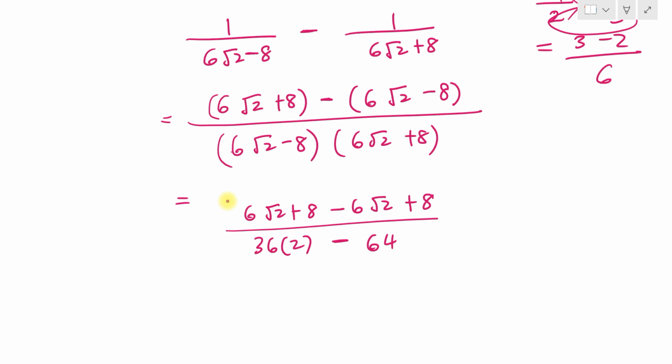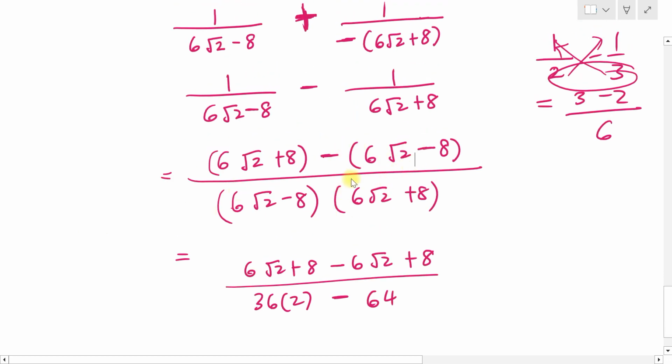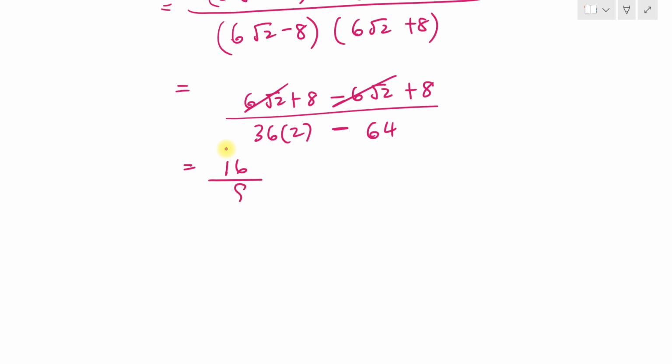Okay, because negative negative becomes positive. That's where you make mistake lah. If you didn't put bracket, you cannot see that properly. So 16 surd 2 minus 16, sorry, 6 surd 2 minus 6 surd 2, you cancel. 8 plus 8 is 16. Bottom there, 72 minus 64 is 8. And finally, you get your 2 as your answer.